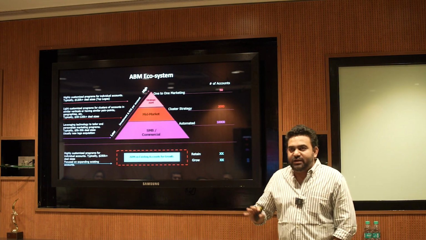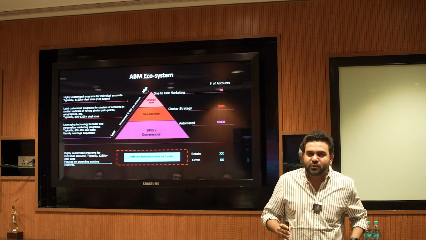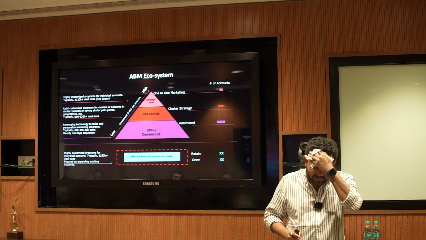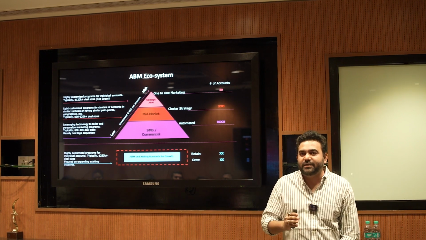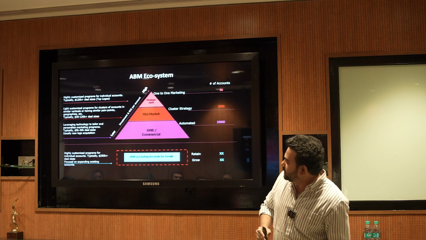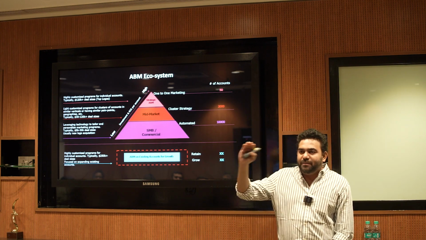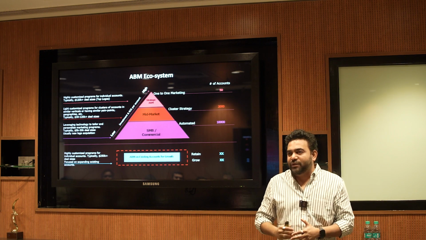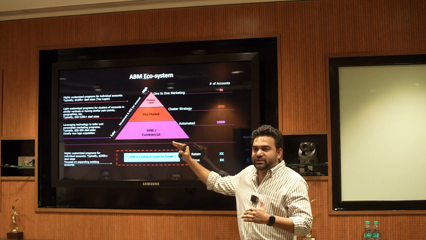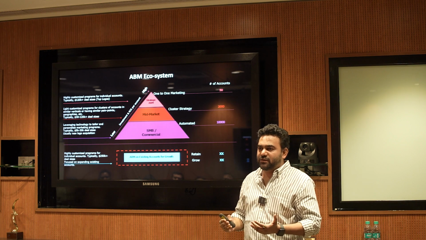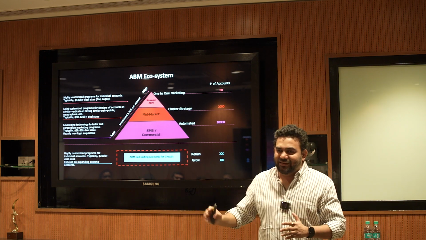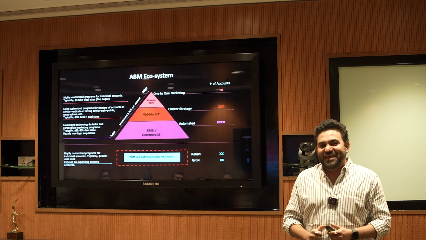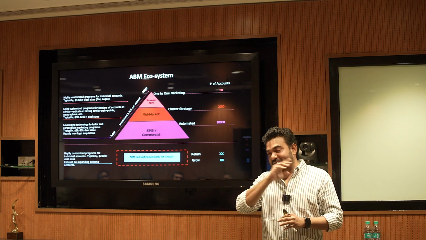This is what typically an ABM ecosystem looks like. It might not be actually useful for all of you, but I don't know if it's visible properly. The top part is more like a reverse funnel, is what I call it. But for you, the SMB and the commercial segment is what we'll be focusing on. This is ABM. ABM means what? Oh, sorry, ABM is account-based marketing. That was the most basic one I missed out.